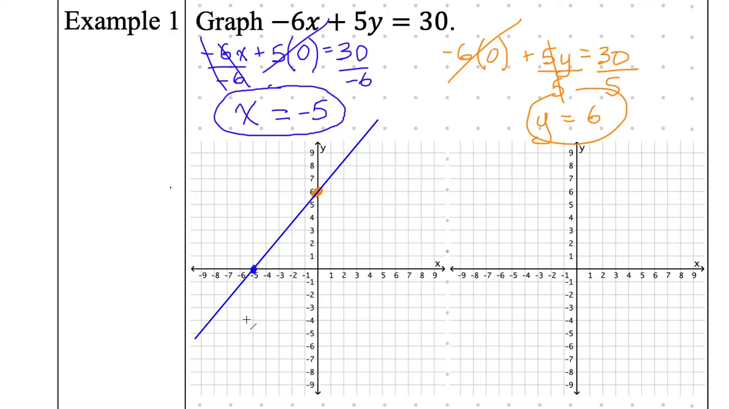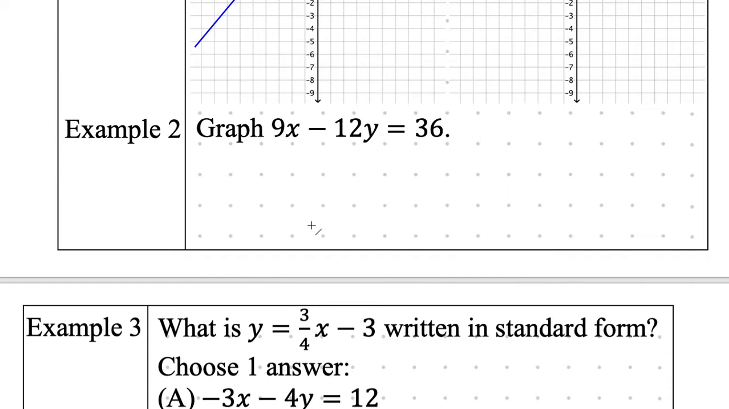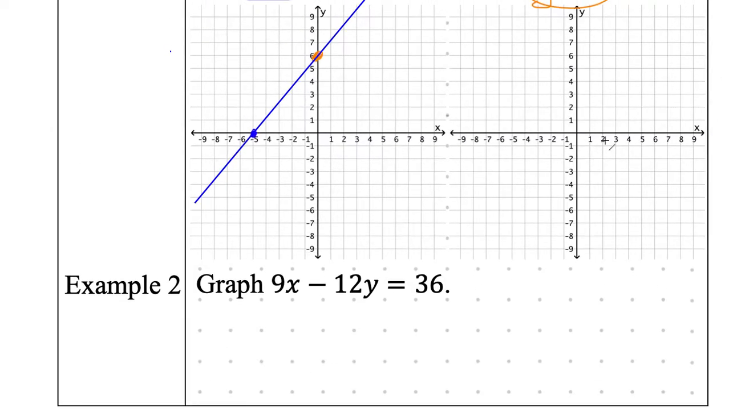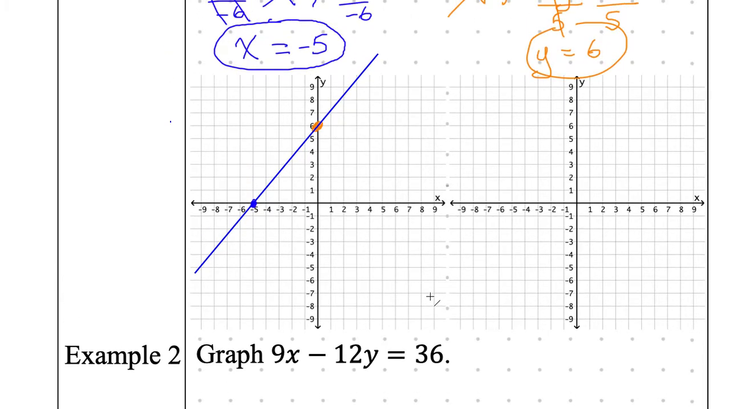All right, so what I want you guys to do is try example 2 by yourselves and use this right-hand graph to do example 2. Graph 9x minus 12y is equal to 36. I'm going to be walking around and making sure you guys are doing it right. Please check with your neighbors. Help them out if they need it.